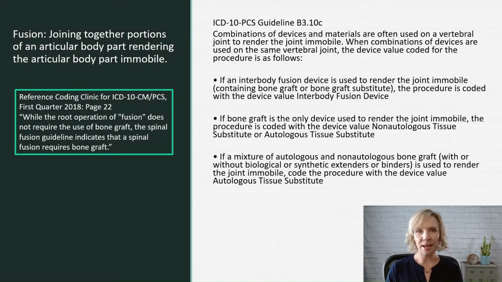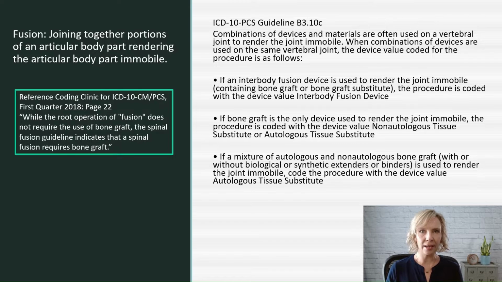In ICD-10-PCS, spinal fusions are classified under the root operation fusion, which is defined as joining together portions of an articular body part, rendering the articular body part immobile. The goal of a spinal fusion is to join together two or more vertebrae of the spine, allowing them to heal in a single solid bone. The procedure is done to stop painful motion or restore stability to the spine.